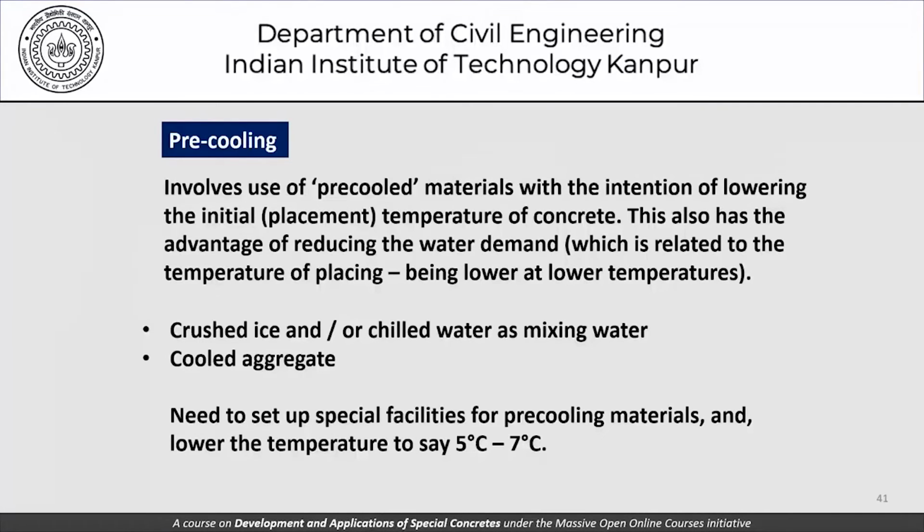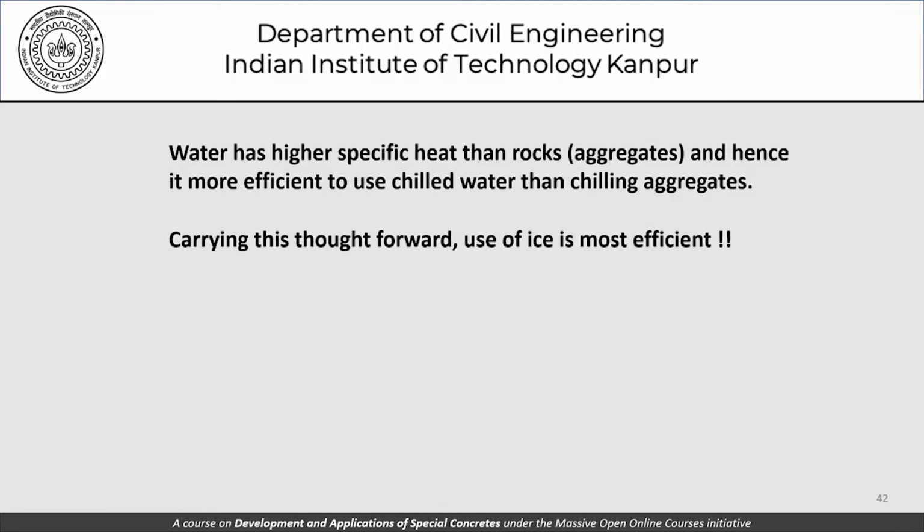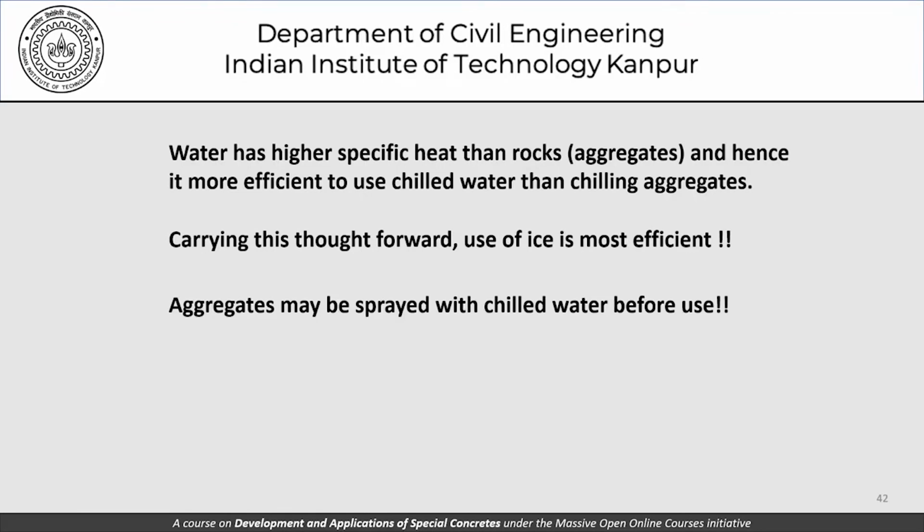We've seen some of those facilities earlier when we saw the special collapsible kind of covering for the aggregate storages. Water has a higher specific heat than rocks and hence it is more efficient to use chilled water than chilling aggregates. Carrying this thought forward, use of ice is very efficient and aggregates may be sprayed with chilled water before use that will lower their temperature.